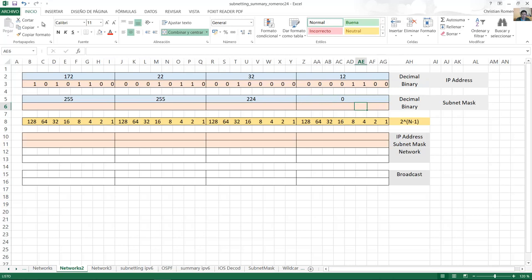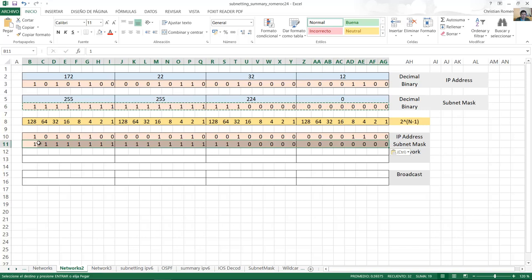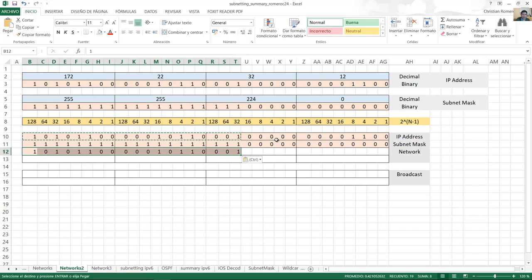Subnet mask, very easy: 255, 8 ones, then three ones, five zeros, and 0, 8 zeros. Copy this here. Copy this here. Select the ones on the subnet mask, and any number multiplied by 1 is the same number, so copy this. Any number multiplied by zeros is 0, so fill the remaining spaces with zeros.